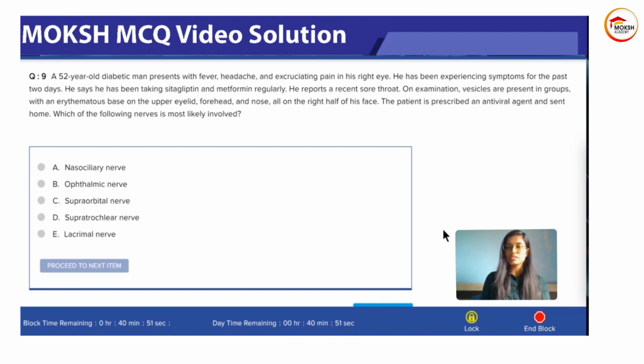On examination, vesicles are present in groups with an erythematous base on the upper eyelid, forehead, and nose, all on the right half of his face. Patient is prescribed an antiviral agent and sent home. Which of the following nerve is most likely involved? Nasociliary nerve, ophthalmic nerve, supraorbital nerve, supratrochlear nerve, and lacrimal.